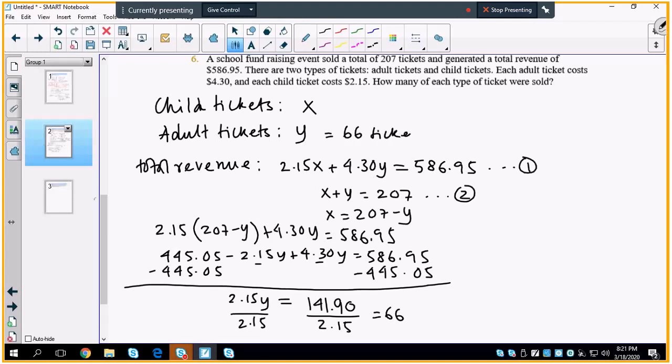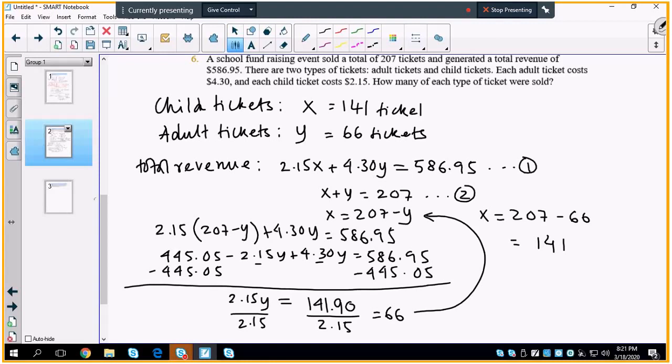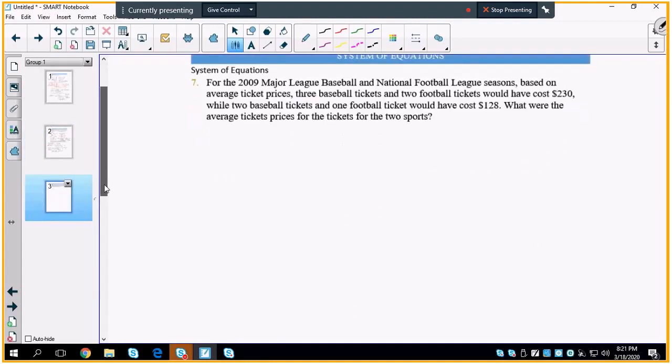So then I'm going to find out what is the number of x. How do I do that? I just put this 66 back in this equation, which will give me x equal to 207 minus 66, and that is 141. And that answers the question for the number of tickets that we wanted to know. All right, so we'll go to our next page and answer the last question.